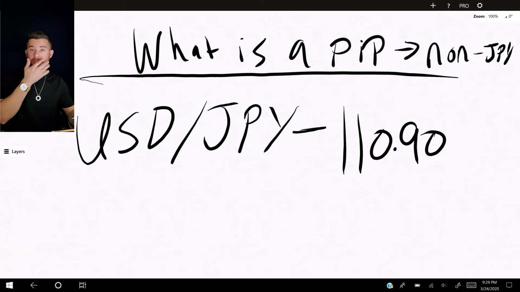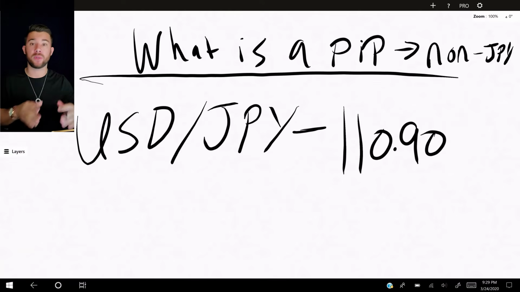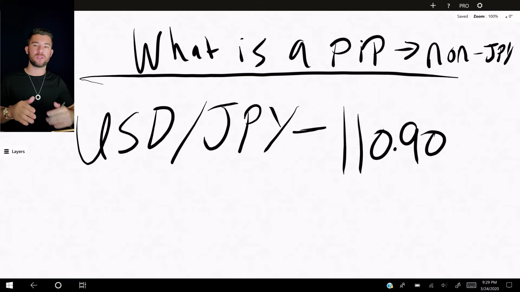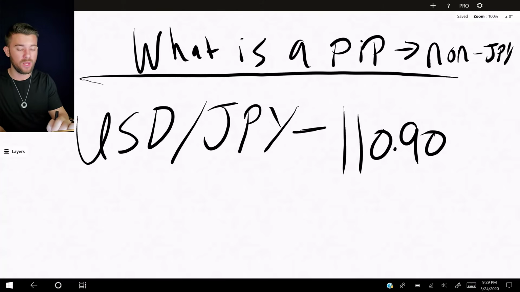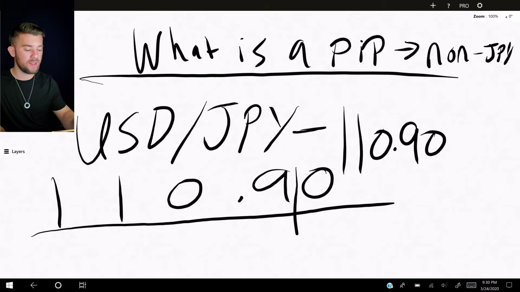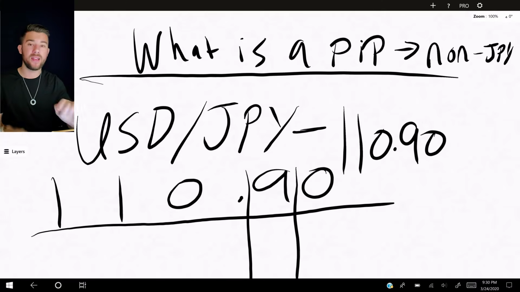With this being the case, on only pairs with JPY attached to them, we go 2 decimal places instead of 4. What do I mean by that? Let's actually draw the graph right now so that we can make this as easy as possible. We have 110.90. Okay, if we draw our same graph, this is what it looks like now. Now, our 1 pip is the second decimal place.